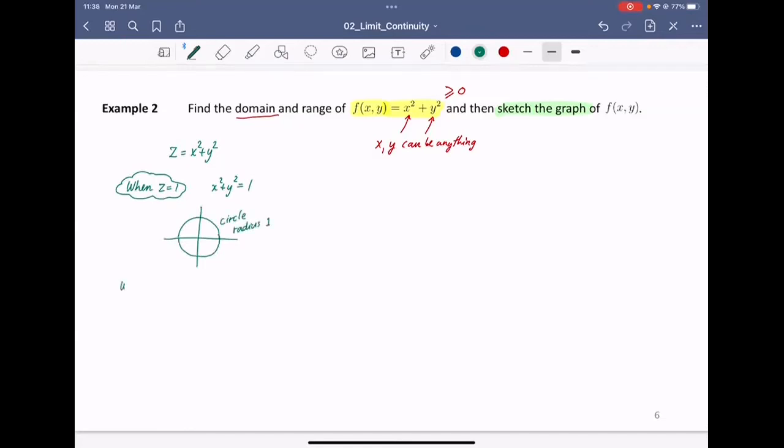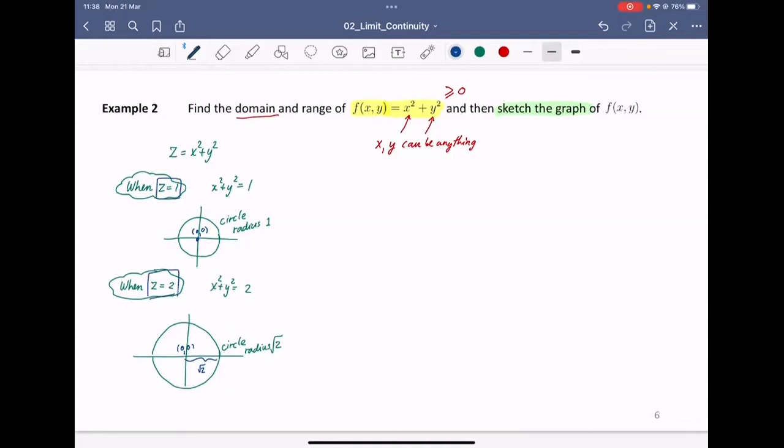Fine. Now suppose I have c equal to 2. What happens? You have x squared plus y squared equal to 2. It's also a circle, but the radius is bigger, square root of 2. The center is the same, at 0, 0. But the radius just keeps getting bigger. As long as you increase your c value, the radius gets bigger, bigger, and bigger.